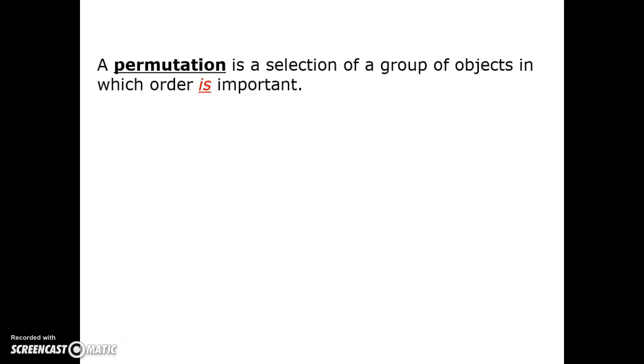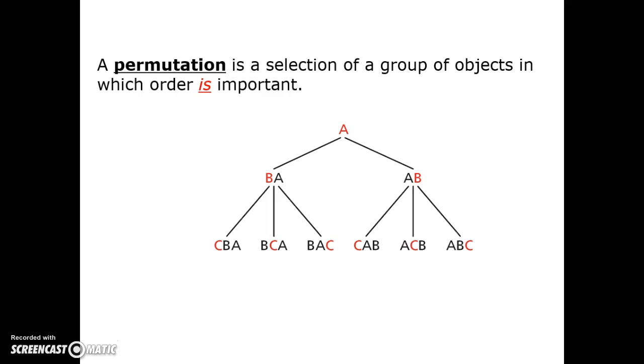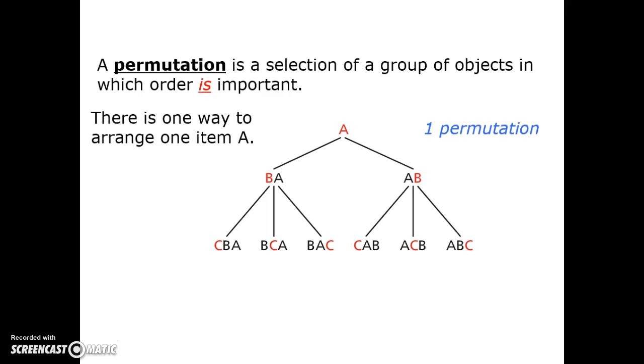Continuing on with our study of probability, we're going to talk about permutations. A permutation is a selection of a group of objects in which order is important. So here, let's say we have one event, it's A, or one selection of a group, and it's A. Well, there's only one way to list it or to arrange it. There's only one item. So that's one permutation.